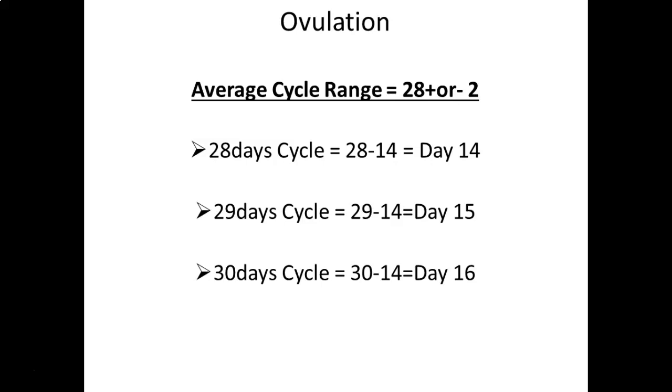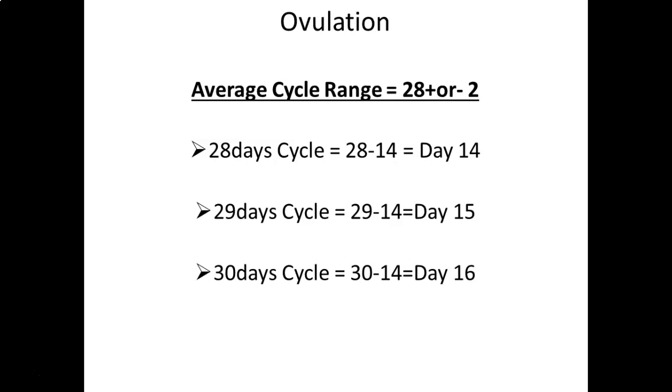If your cycle length is 29, what you want to do is subtract 14 from 29, and that's day 15. If your cycle length is 30, you subtract 14 from 30, that's 16. So that's what you do for any cycle length. What you just need to know is your cycle length, how it comes. Sometimes it's 27, 26, 28, but once it's still within that range, it is okay.